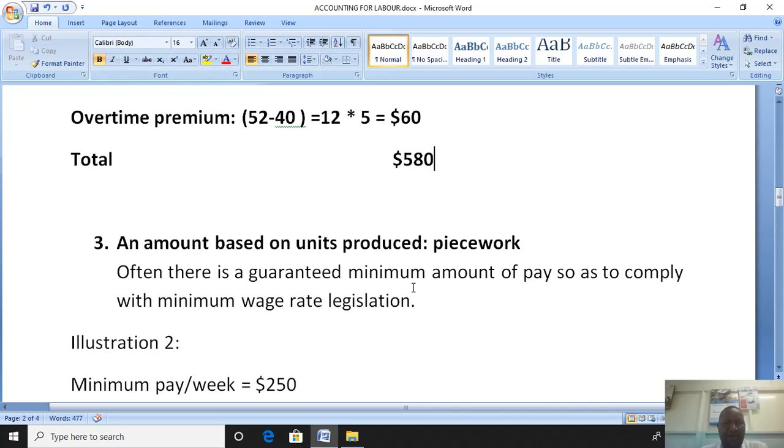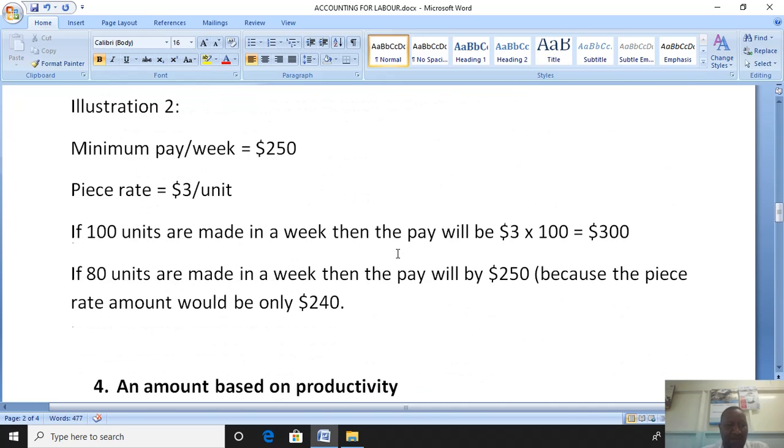So the company cannot pay less than the minimum wage, so they have to put the minimum wage as a guaranteed minimum. But where workers work and produce more units, they do much more work, they are paid more depending on the amount of work done or the number of units produced. So let's look at this illustration. We are told that the minimum pay per week is $250, and the piecework rate is $3 per unit.